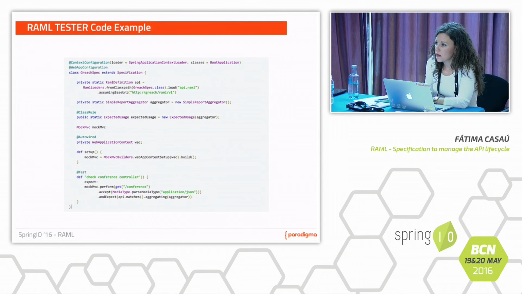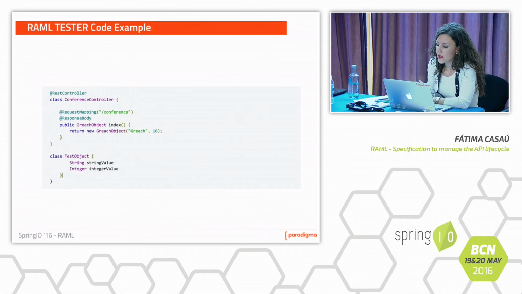And here is a little example of how to use RAML Tester. For example, using TDD principles, I could write a Spock test using the RAML Tester library. We specify the API RAML doc and the URI, and this checks that our API matches the spec. And now you can write a REST controller, for example, a class that matches the specification. As you can see here, the controller and the class.